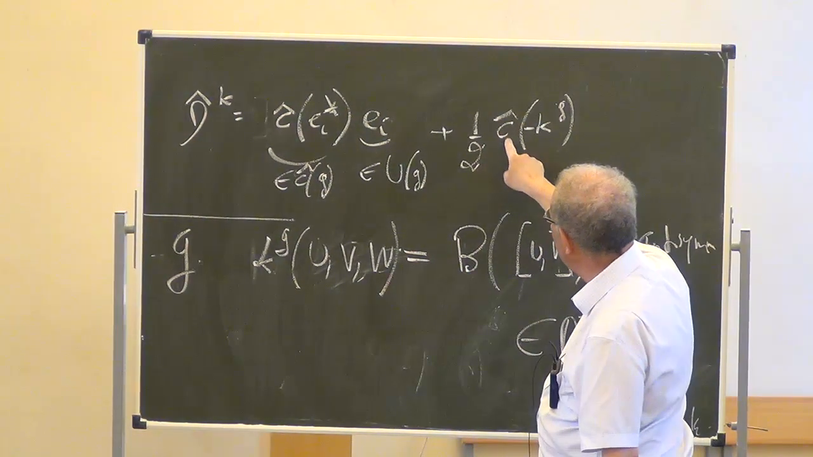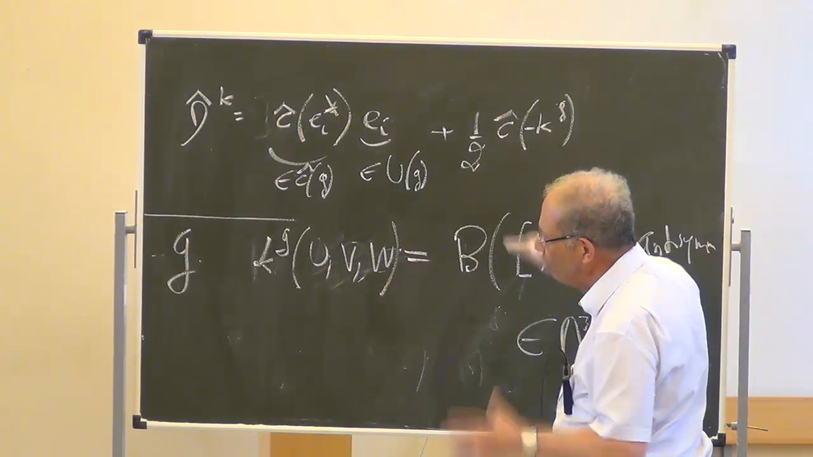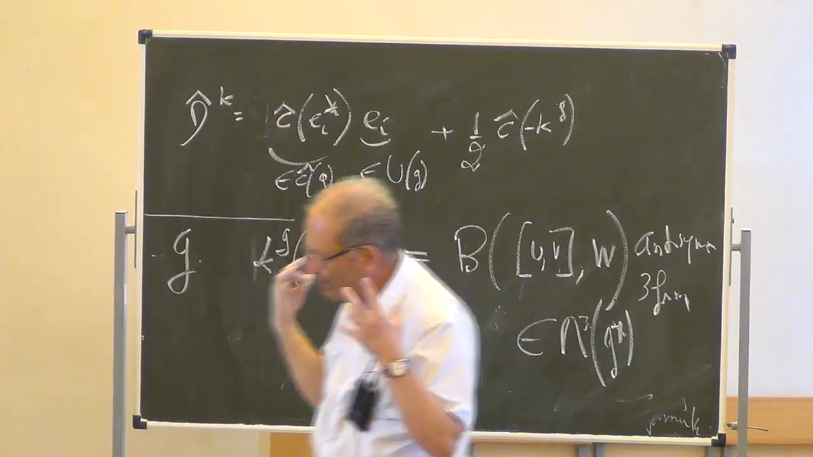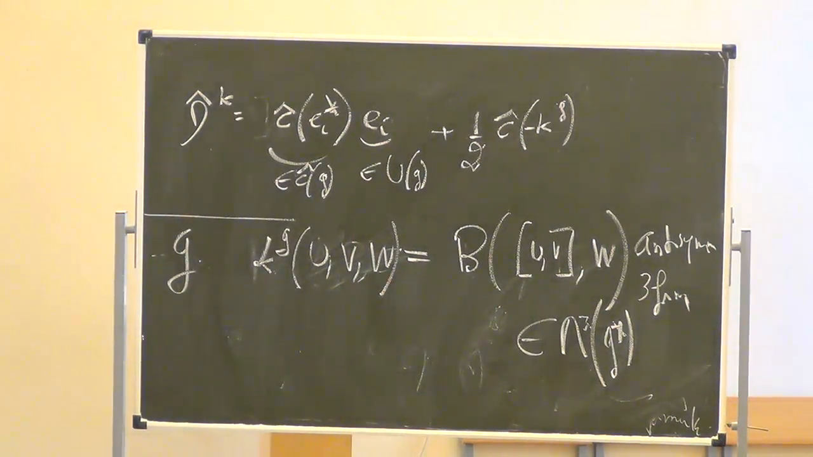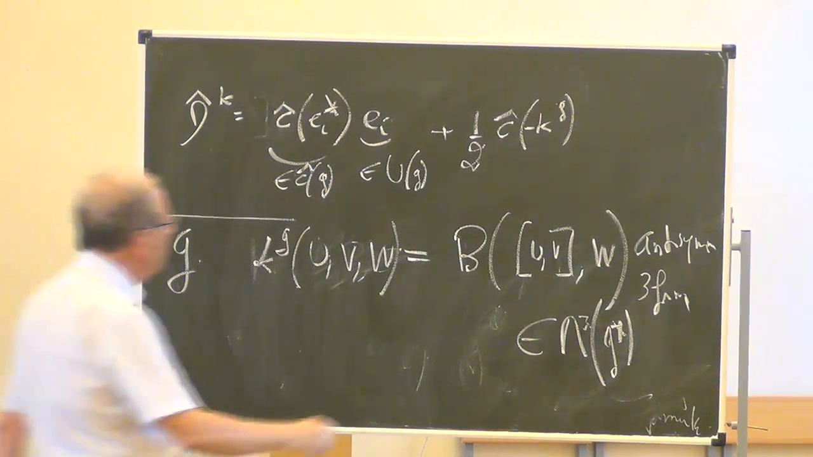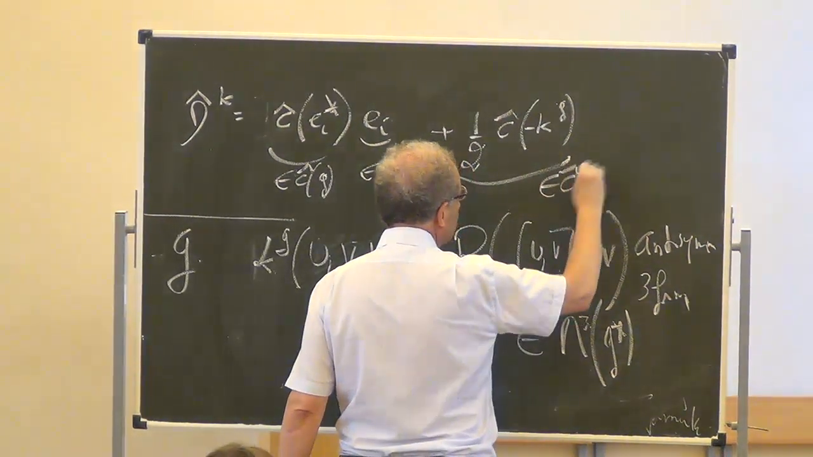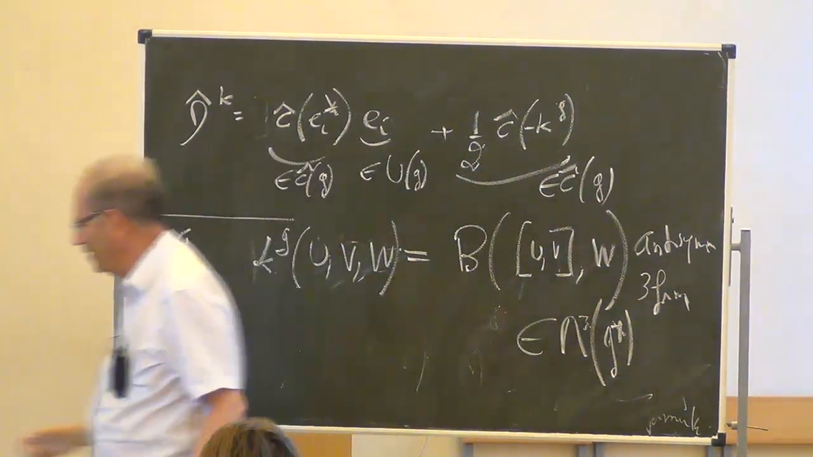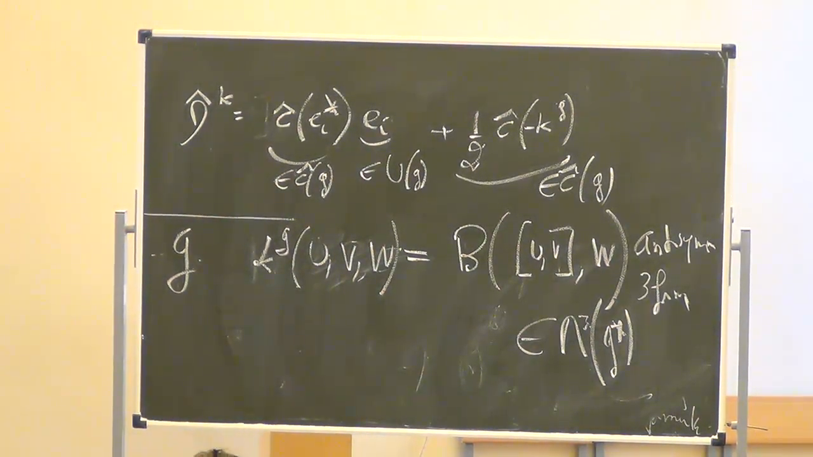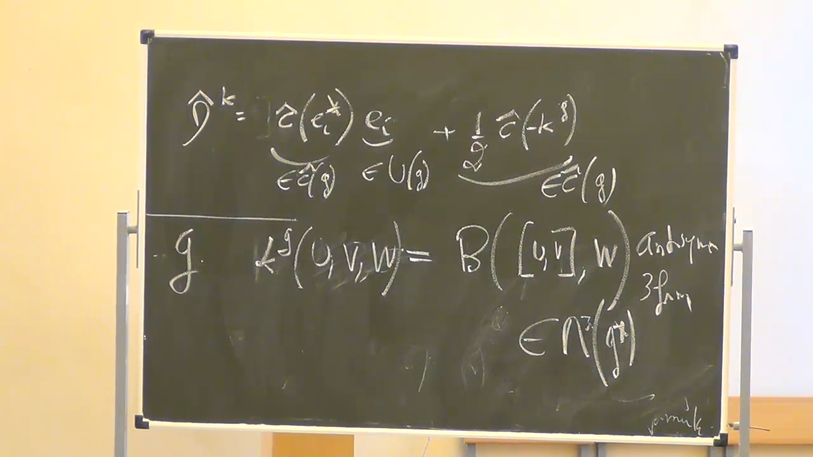And this is a corresponding element in the Clifford algebra. In other words, I explained at some point that as vector spaces, the Clifford algebra and the exterior algebra are the same. So this term also lies in the Clifford algebra of G. And so the remarkable thing proved by Kostant is that this operator is a sort of square root of the Casimir operator. So let me just quote.